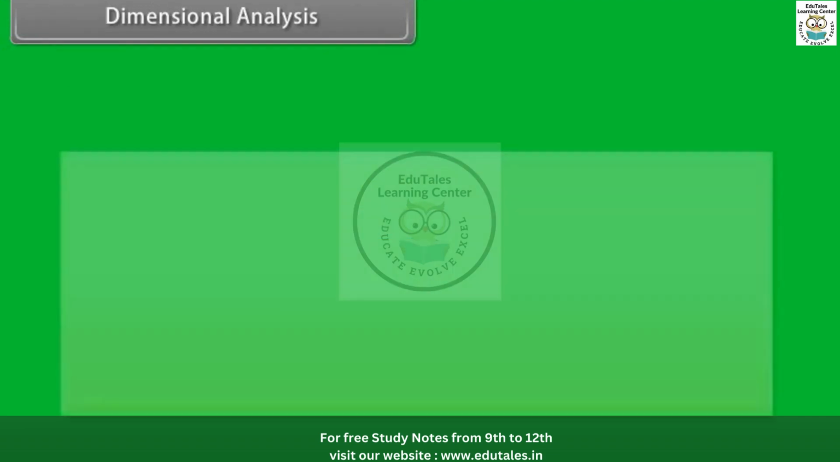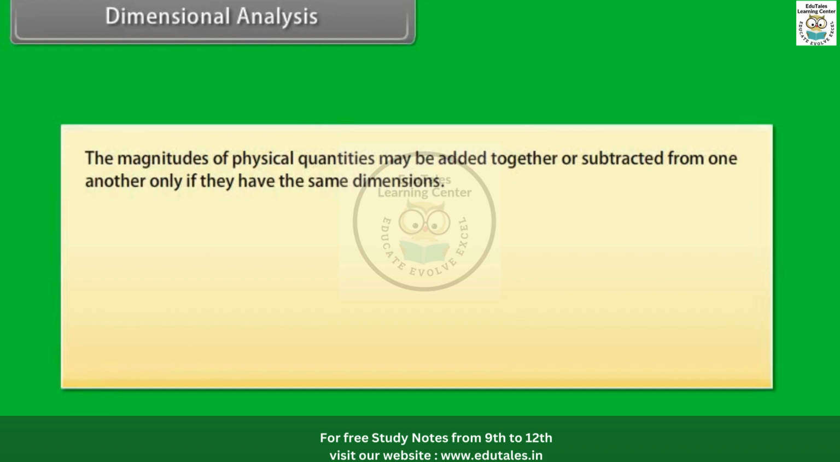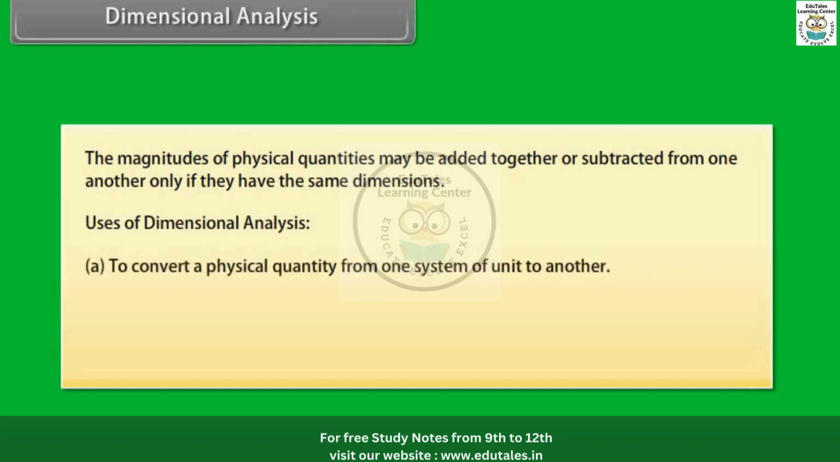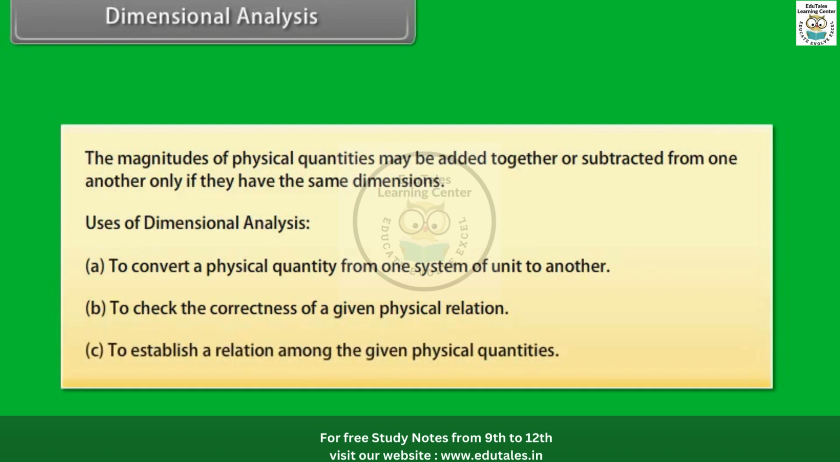Dimensional analysis. The magnitudes of physical quantities may be added together or subtracted from one another only if they have the same dimensions. Uses of dimensional analysis. A. To convert a physical quantity from one system of units to another. B. To check the correctness of a given physical relation. C. To establish a relation among the given physical quantities.